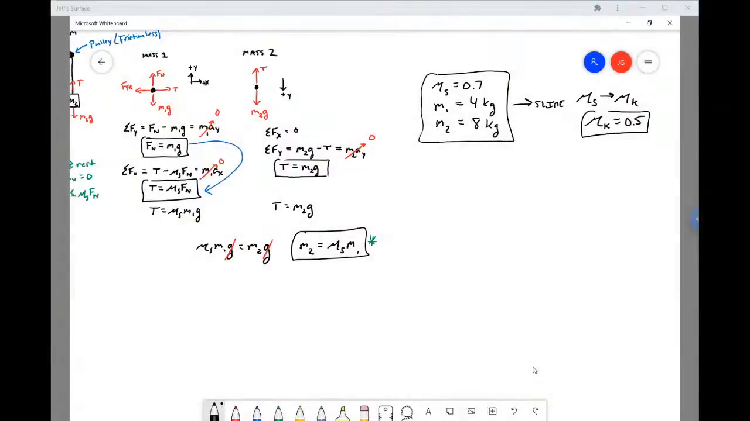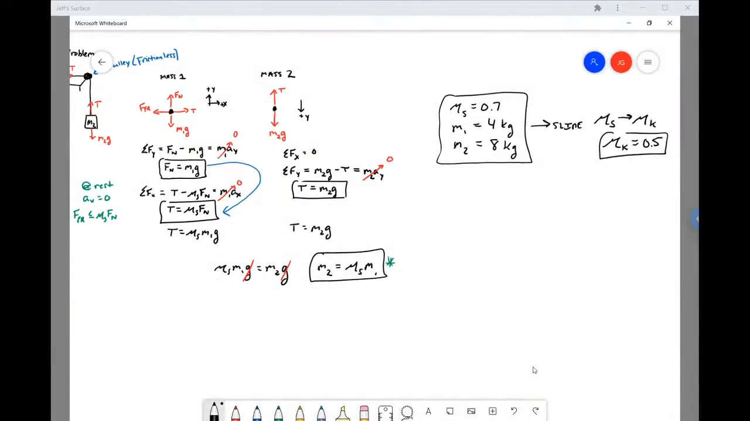So let's say that we want to figure out what that acceleration is. Okay, so given these parameters, mass 1 is 4 kilograms, mass 2 is 8 kilograms, mu sub k is 0.5. Let's find the rate of acceleration. Okay, so we back up a little bit to right here and right here, and we don't eliminate those accelerations because they're no longer zero.